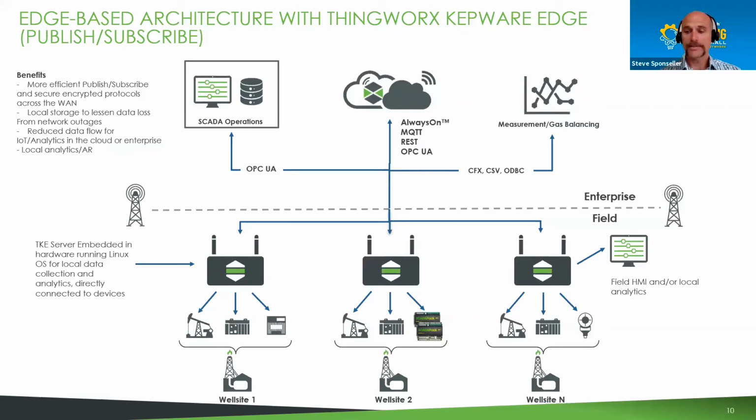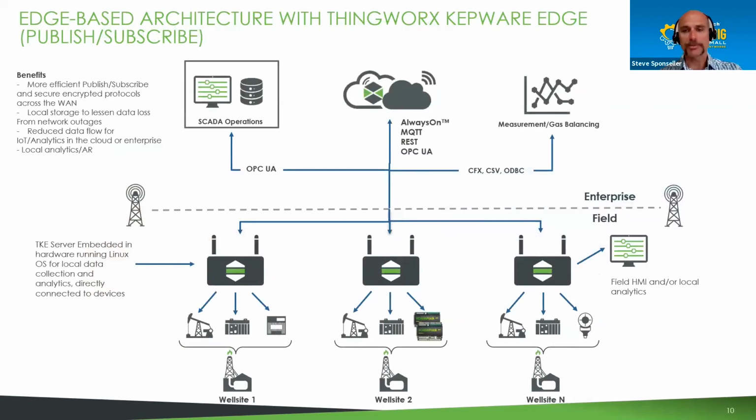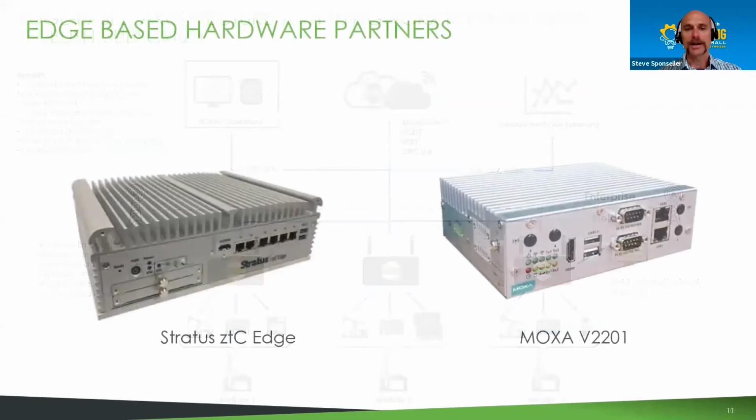That's great. And then, we mentioned these black boxes here with the Kepware logo on it. So partners that are participating in this discussion today, like I said, we're sandwiched in between them. The Stratus CTC Edge device and the Moxa 2201. These are just examples of the type of gateway devices that we're working with, that the software would reside in, and these would be deployed closer to the data sources, as opposed to, like I said, in the traditional server closet or server room.